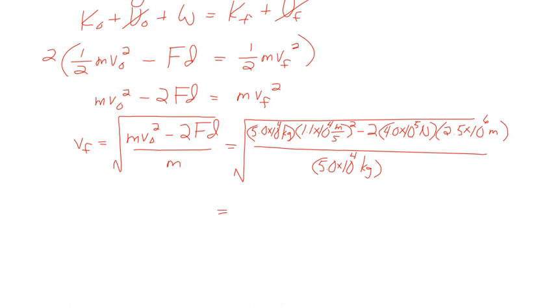And that should have worked out to be 9.0, to get at least 2 significant digits, times 10 to the 3rd meters per second. So that is a smaller number than the original velocity. That's like 11,000 meters per second down to 9,000 meters per second.